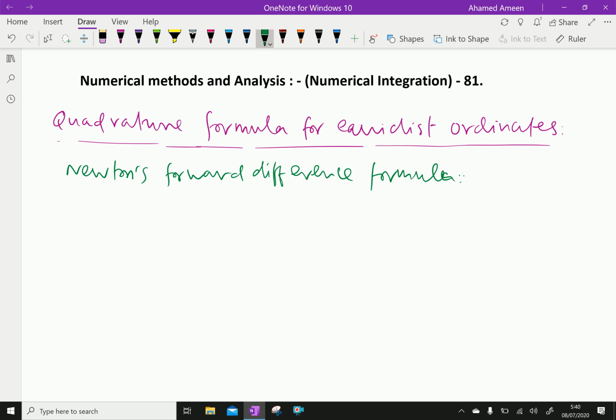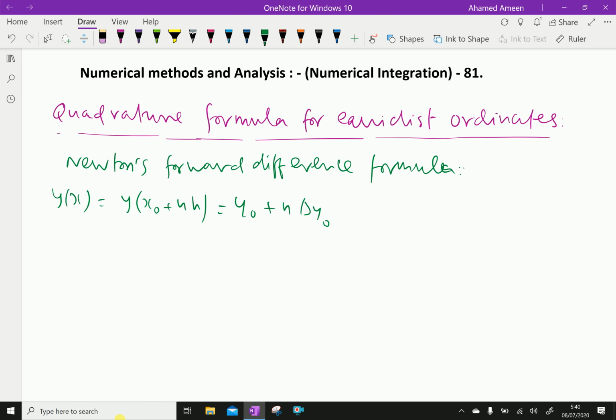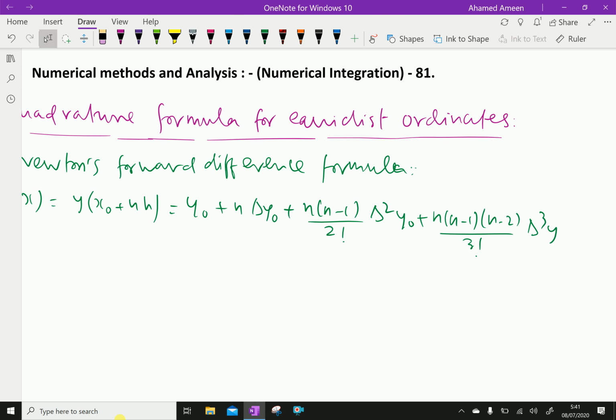We know that y of x is equal to y of x0 plus nh, equal to y0 plus n into delta y0 plus n into n minus 1 by 2 factorial delta square y0 plus n into n minus 1 into n minus 2 over 3 factorial delta cube y0, and the terms continue.